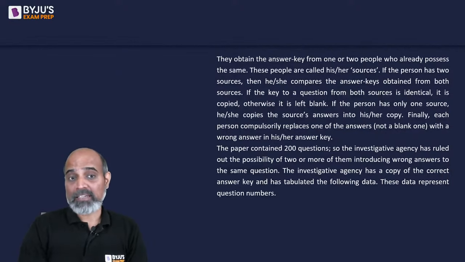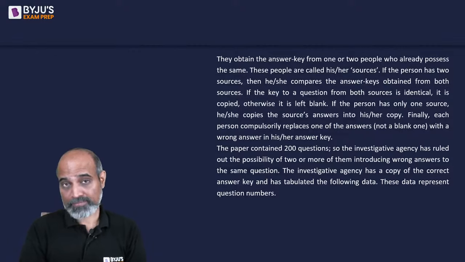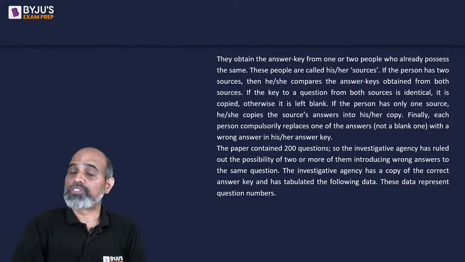They, as in these 9 people, obtained the answer key from 1 or 2 people who already possess the same. These people are called his or her sources. If the person has 2 sources, then he or she compares the answer keys obtained from both sources. If the key to a question from both sources is identical, it is copied. Otherwise, it is left blank.